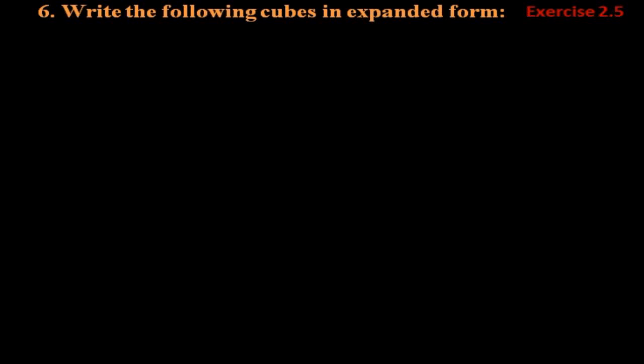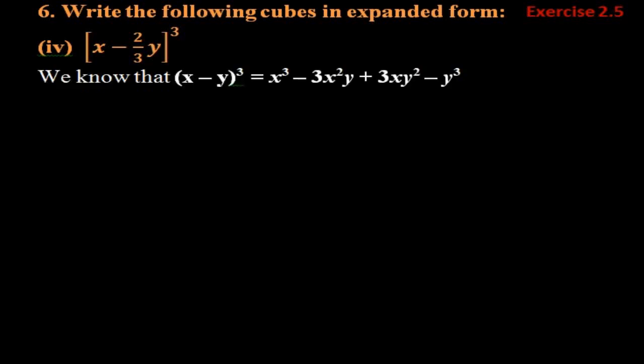Exercise 2.5, problem number 6. Write the following cubes in expanded form. Subdivision 4: (x minus 2 by 3 y) whole cube. Now we have to apply the identity of (x minus y) whole cube. So the identity is x cube minus 3x square y plus 3xy square minus y cube.